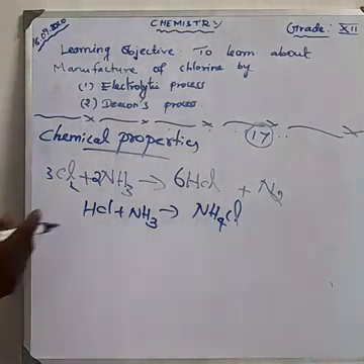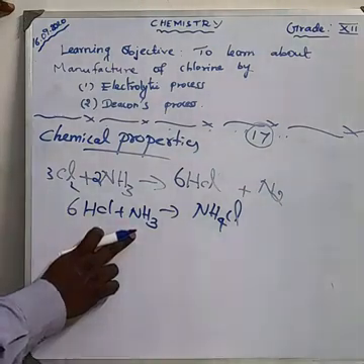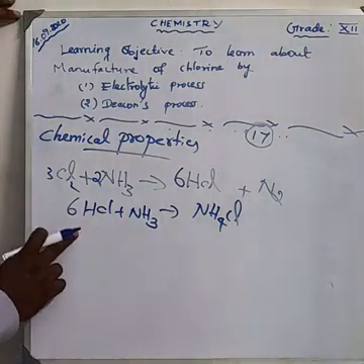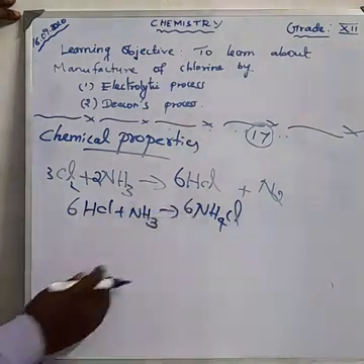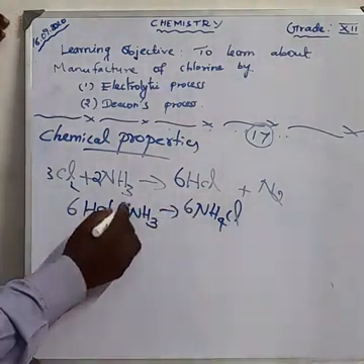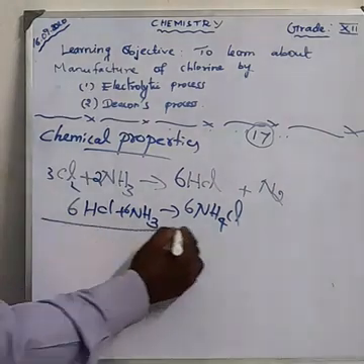Next, this 6 hydrochloric acid combines with ammonia to form 6 ammonium chloride. That is, we are taking 6 ammonia. Now the equation is balanced. Okay, first one is about the excess of ammonia reaction. Now we are expecting the overall reaction.